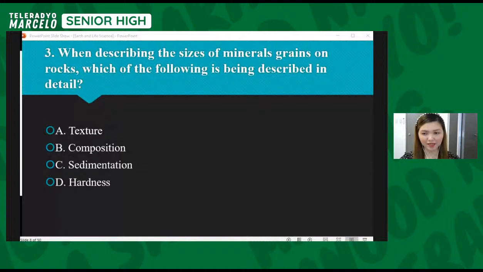When describing the sizes of minerals grains on rocks, which of the following is being described in detail? Is it letter A, texture, B, composition, letter C, sedimentation, or letter D, hardness? Let me repeat. When describing the sizes of minerals grains on rocks, which of the following is being described in detail? Is it letter A, texture, B, composition, C, sedimentation, or D, hardness?